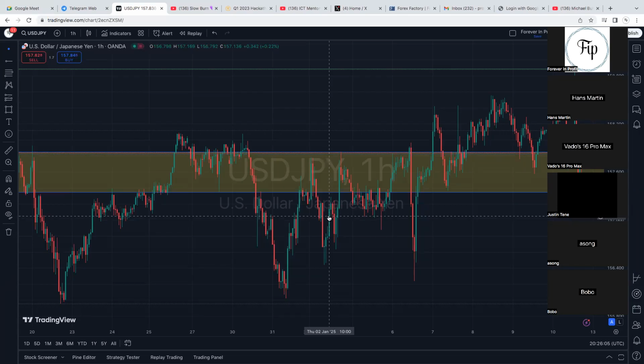This was not the order block because it didn't trade through this previous bearish order block. But this last bullish candlestick validates this bearish candlestick as a bullish order block. So now, what is your entry?